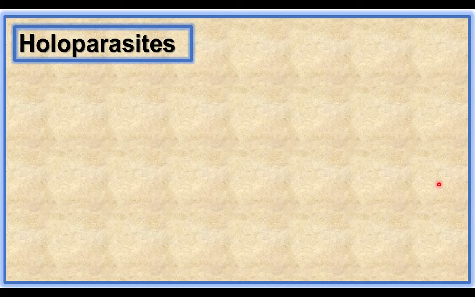Now let us see holoparasites. They are non-photosynthetic organisms. They do not have green leaves. They are called total parasites. They fully depend on the host. They depend on the host for minerals, water and food.